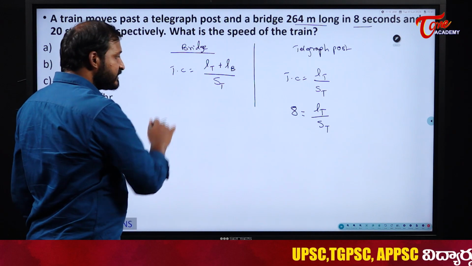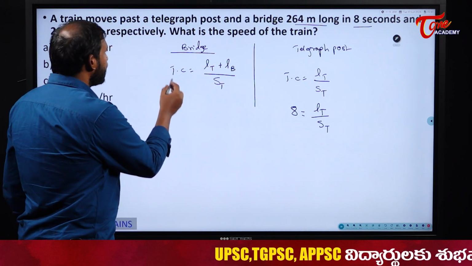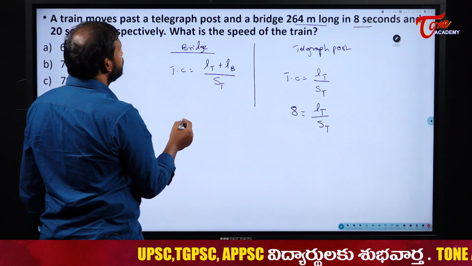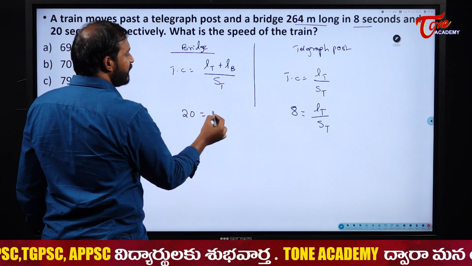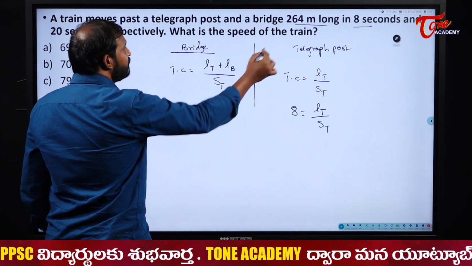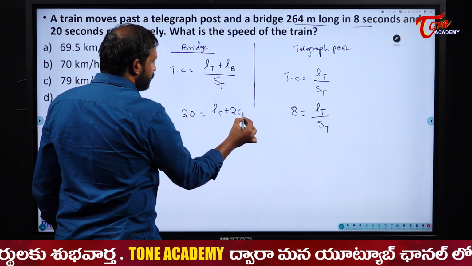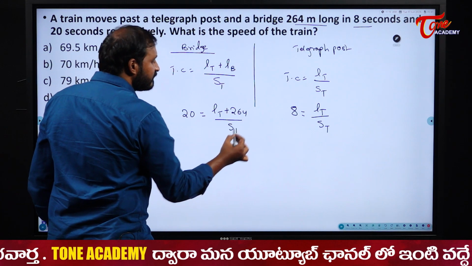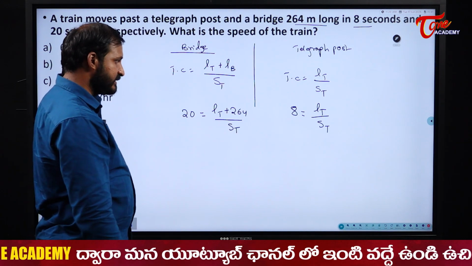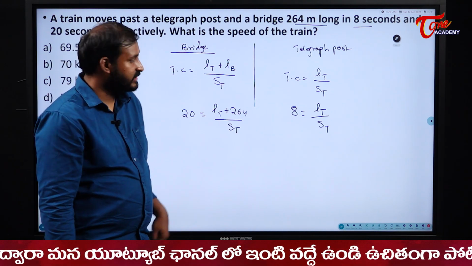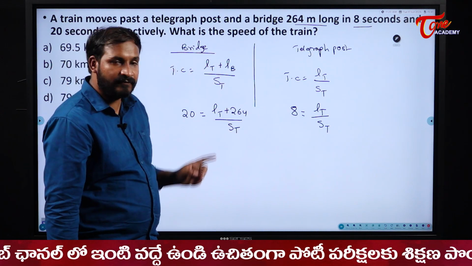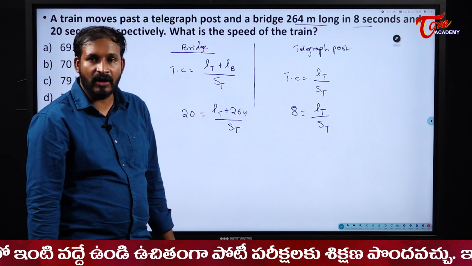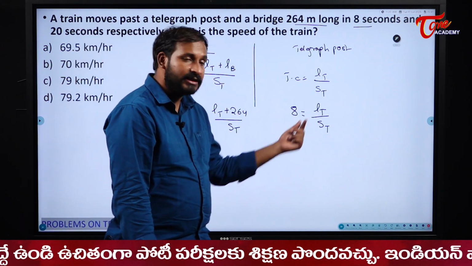Now please see in this one. What is happening here? Time taken to cross in this case is what? 20 seconds. And length of the train we don't know, but we know length of the bridge. What is it? 264. By speed of the train, still we don't know. That is ST. Now please see here, students. To know the speed, what is our question? Speed of the train. Tell me what we need to eliminate here. We need to eliminate length of the train, right?